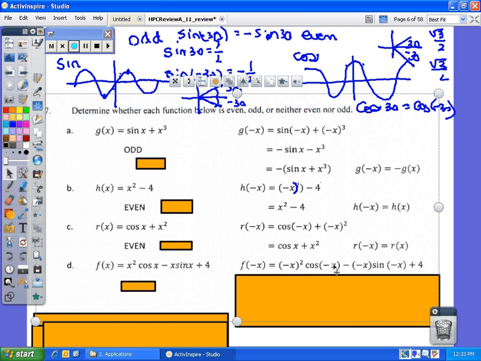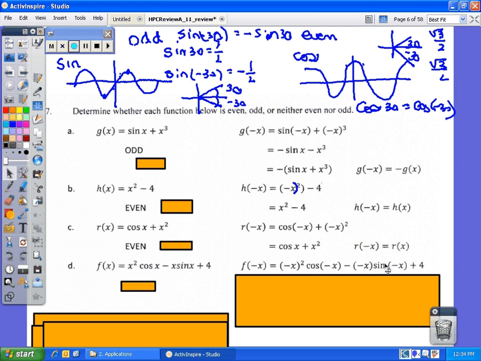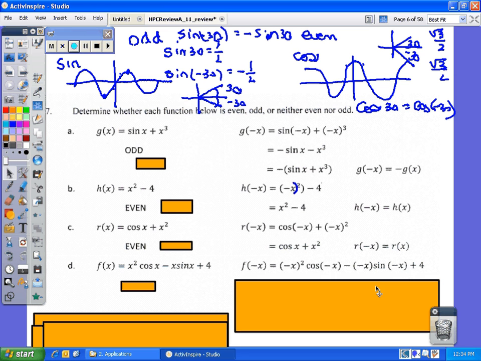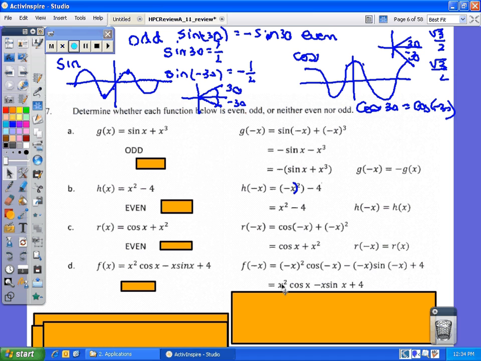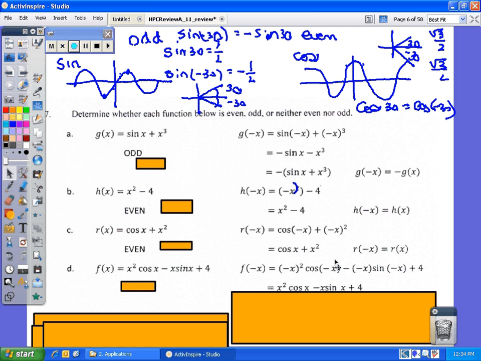The cosine of a negative x is equivalent to the cosine of a positive x, because cosine is an even function. When I have a negative x, that just stays, nothing's going to change. But when I have a sine of a negative number, that's equal to the negative of the sine of the positive. So let's see what I have here. So this is x squared. Sorry. This would be cosine of x, because they're equivalent. Then I have the sine of a negative x will be the negative sine of x times the negative x in front would be a positive x. So that's x times the sine of x plus 4.